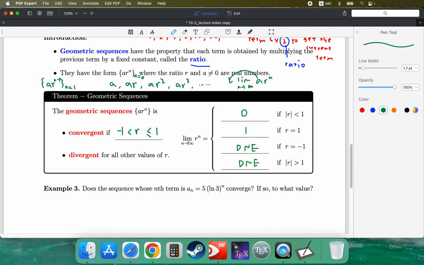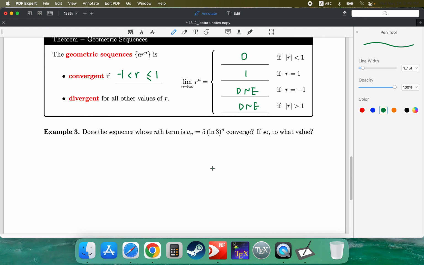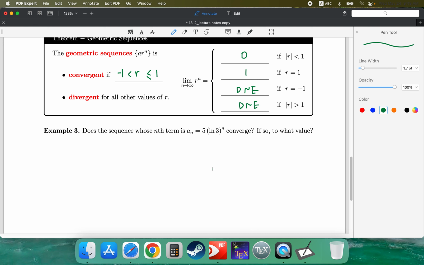Now let's take a look at example 3. Does the sequence whose nth term is a_n converge? If so, to what value? Okay, again, you see the key sentence. Does the sequence converge? Right? So you want to check whether the limit of a sub n as n goes to infinity exists or not. However, this is a very specific problem.